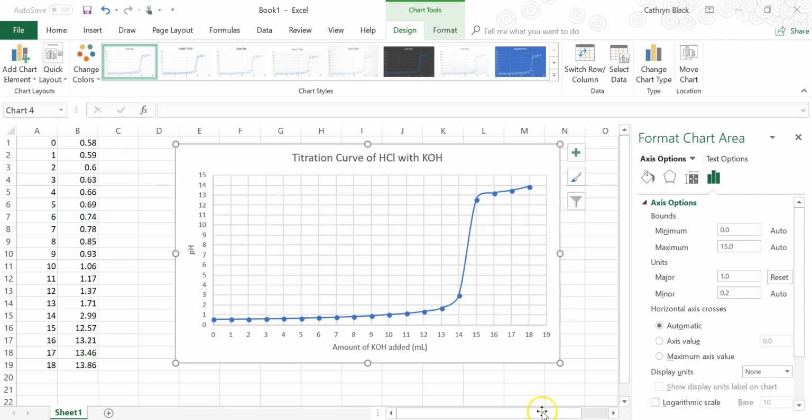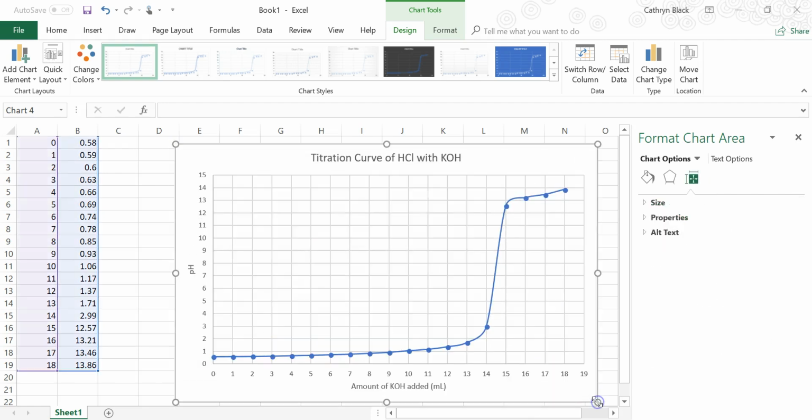So now looking at our titration curve, since this is a titration of a strong acid with a strong base, we know the equivalence point should be approximately at a pH of 7. And you can now determine how many milliliters of potassium hydroxide were needed to completely neutralize the hydrochloric acid.